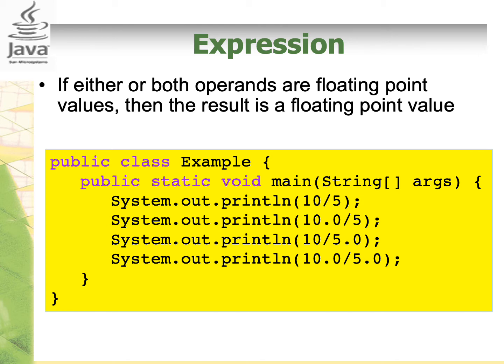Similarly, for 10 divided by 5.0, which is int divided by double, it will give a double value. And the last one, 10.0 divided by 5.0, so that is double divided by double. So obviously, it will be of type double as well for the result. So if you run this code, the output that you will get is 2, 2.0, 2.0, and 2.0. So this proves that it doesn't matter whether you have one or both of the numbers in floating point, you will get the result in floating point.